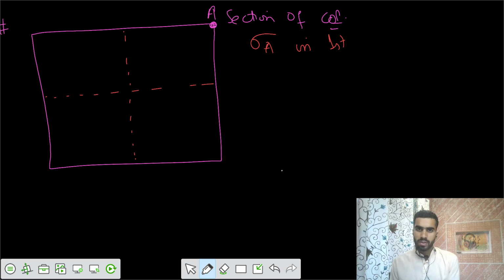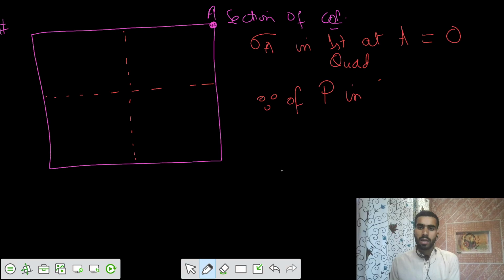That the stresses in the first quadrant at A should be equal to 0 because of load P in the third quadrant. That means the load should be somewhere in the third quadrant. This is your first quadrant, this is your third quadrant. The load should be somewhere here in the third quadrant.